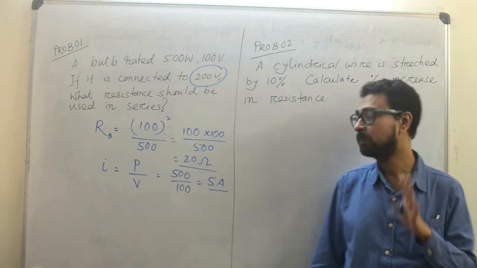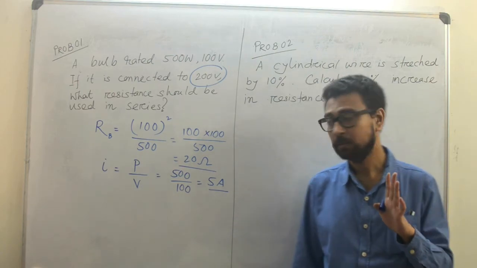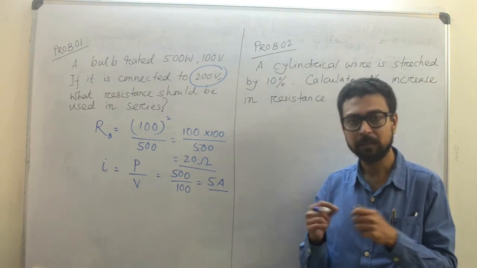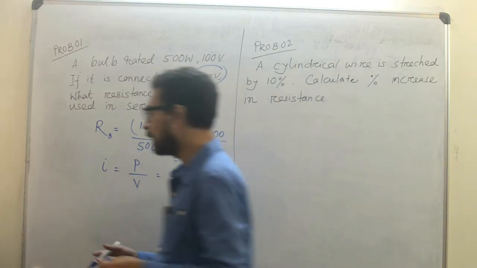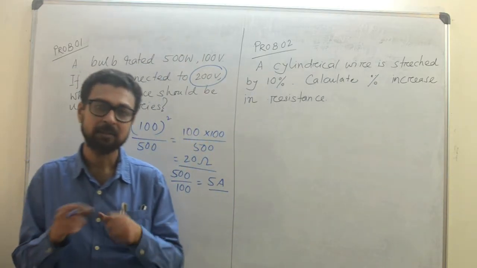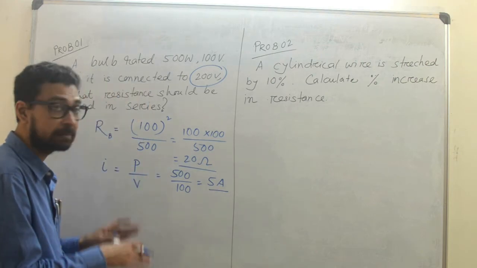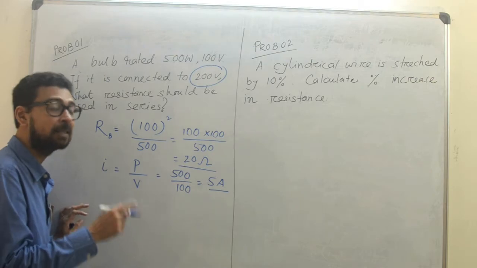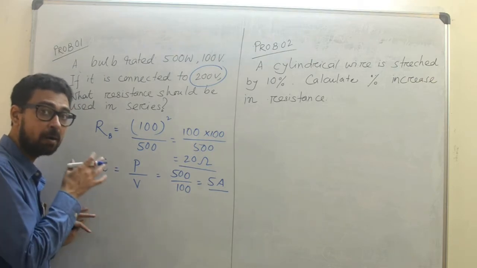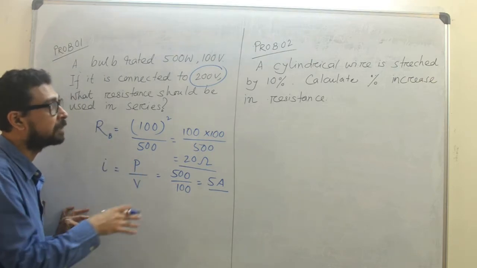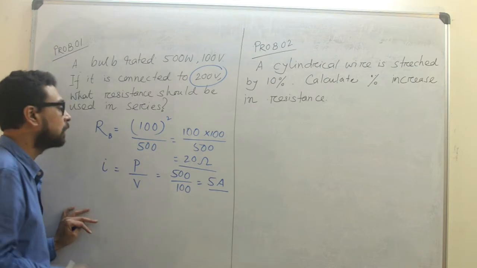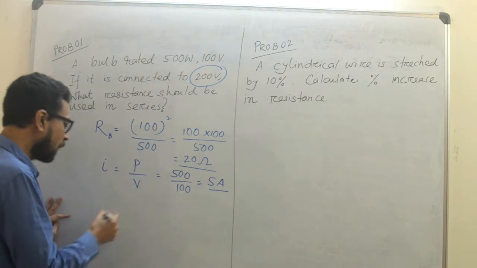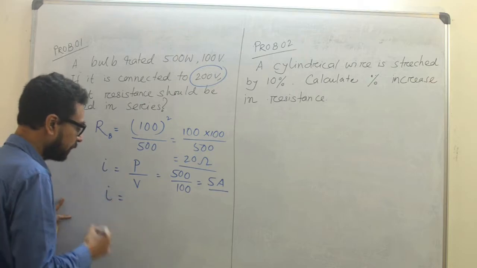Above that, the bulb will not work. The filament will break, or due to the heating element, the filament will break or something, and the bulb will get fused. So 5 ampere is the maximum permissible current the bulb can withstand with this operating power of 500 watt in 100 volt. Okay, so 5 ampere.